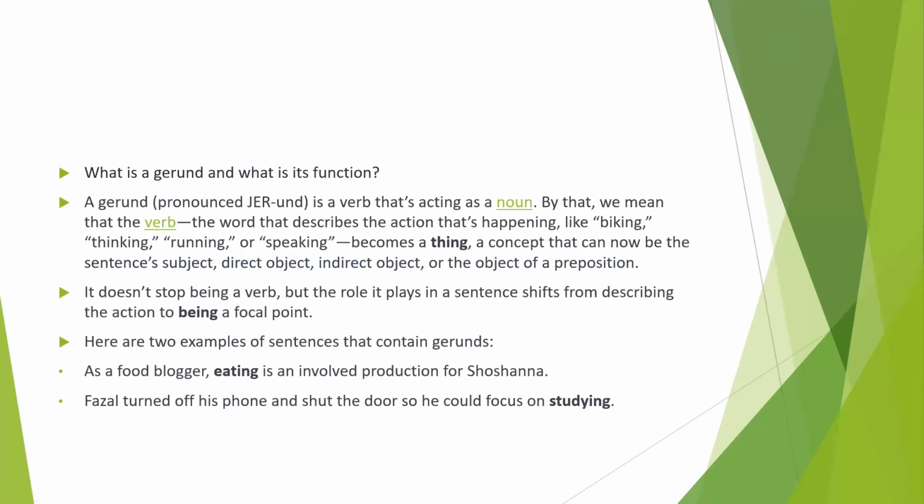What is a gerund and what is its function? The gerund is a verb that's acting as a noun. So by that we mean that the verb, the word that describes the action that's happening, like biking, thinking, running, speaking, becomes a thing, a concept that can now be the sentence subject, direct object, indirect object, or the object of a preposition. A gerund is a verb, but it acts as a noun.